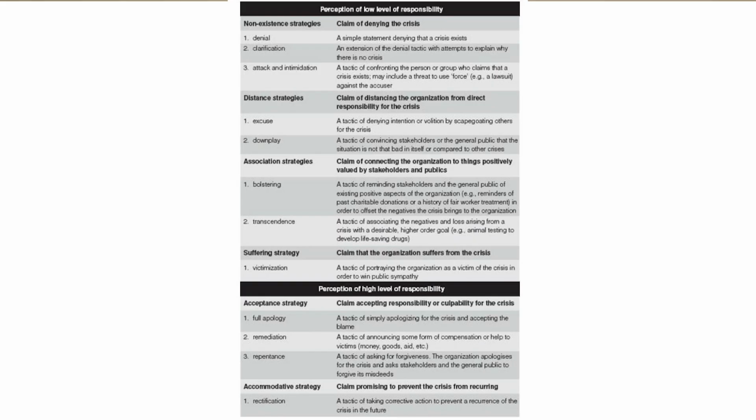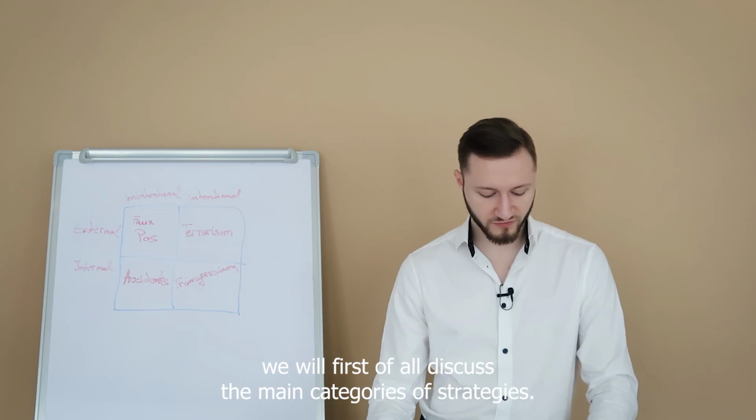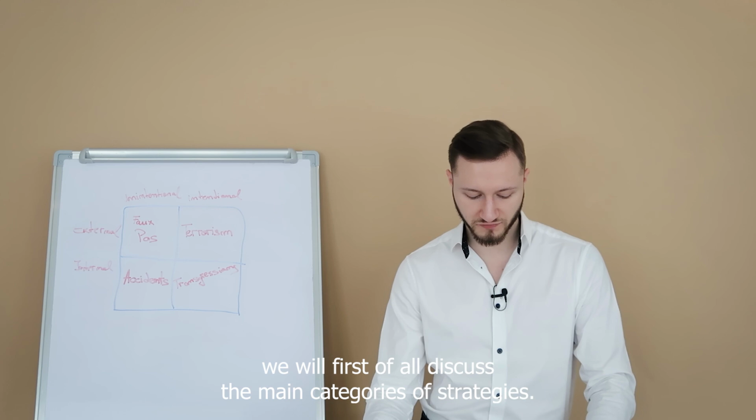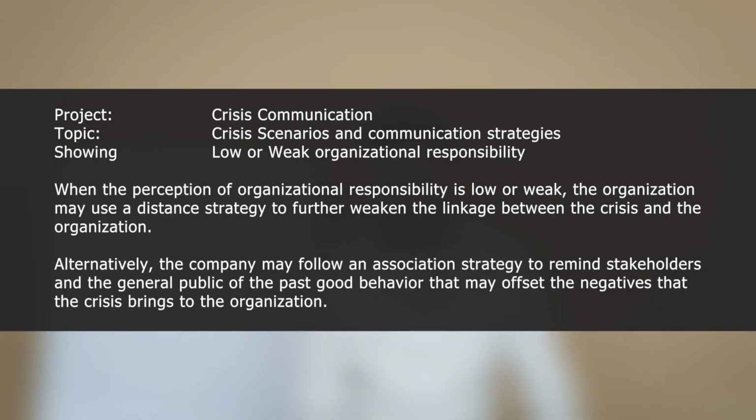In this table, we can observe 12 different communication strategies that may be used depending on the response needed. We will first of all discuss the main categories of strategies. When the perception of organizational responsibility is low or weak, the organization may use a distance strategy to further weaken the linkage between the crisis and the organization. Alternatively, the company might follow an association strategy to remind stakeholders and the general public of past good behavior that may offset the negative that the crisis brings to the organization.